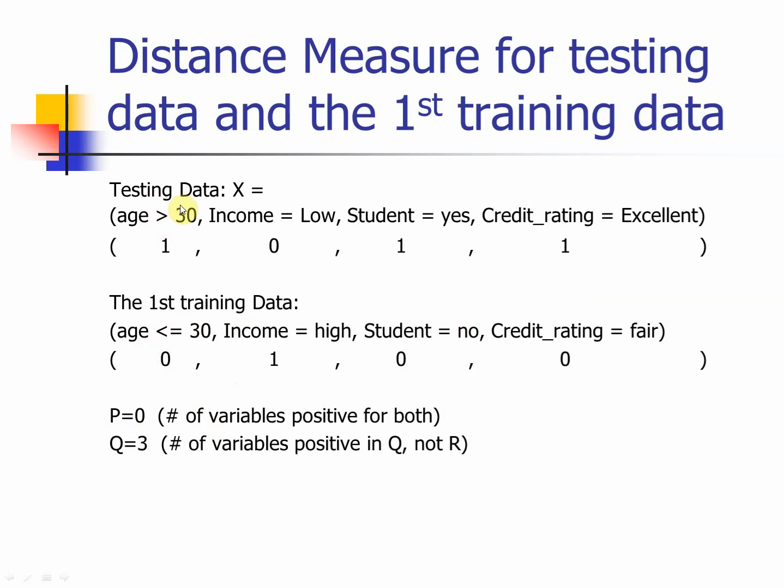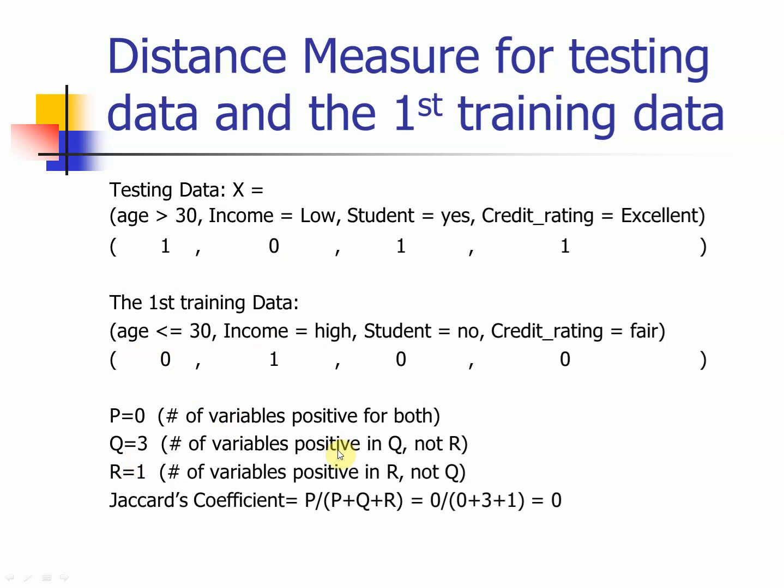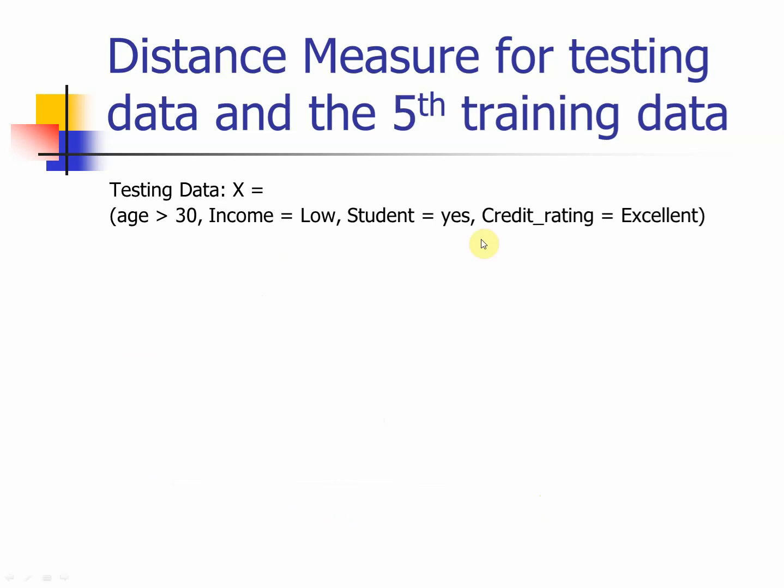For Q, the testing data has 3 ones that are 0 in the training data, and on the other side R, there's one attribute that is a 1 in the training data and 0 in the testing data. So if we calculate the Jaccard's coefficient, the value equals 0. Since P equals 0, you basically don't need to care about anything else, because 0 over anything is still 0.